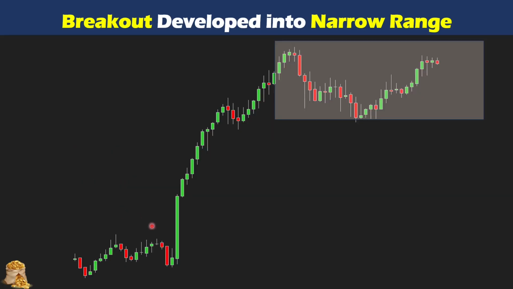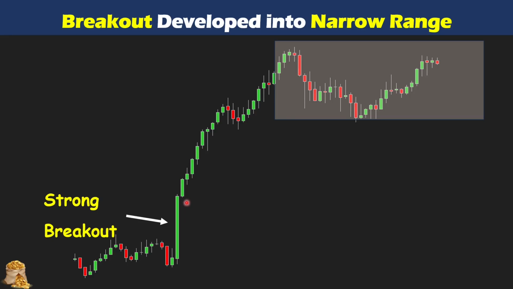Let's take a look at this example. Apparently, this is a very strong trend developing into a narrow range. First, there's a strong breakout with this big bull bar. This bar is huge. It's bigger than any of the bars before it. So this is a strong breakout.